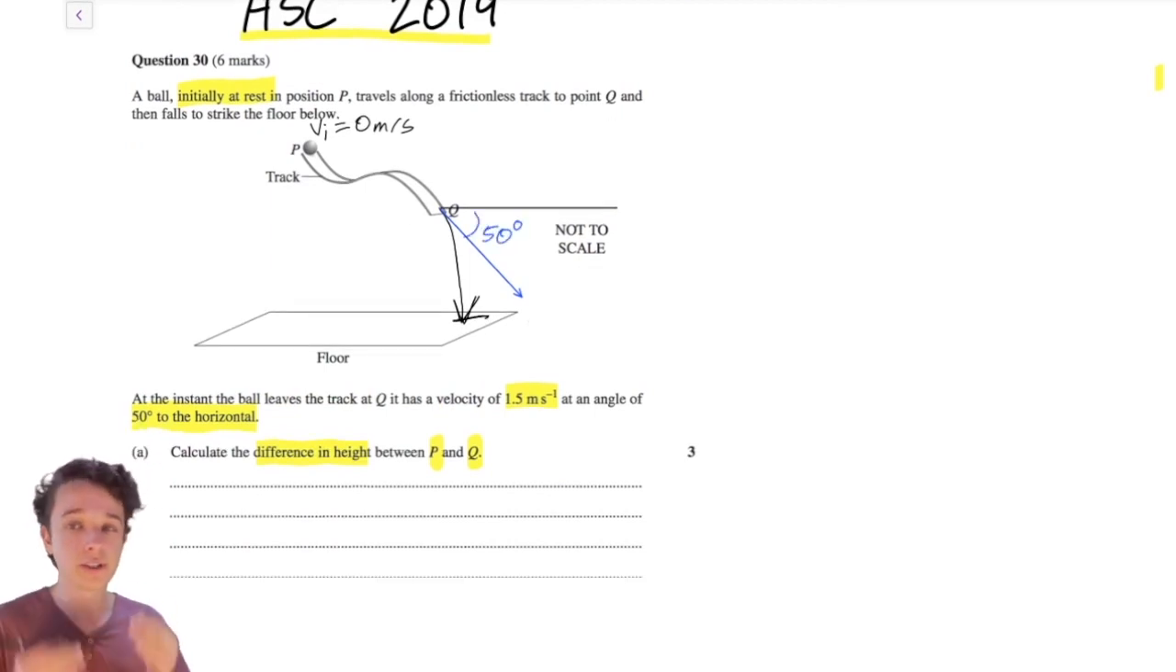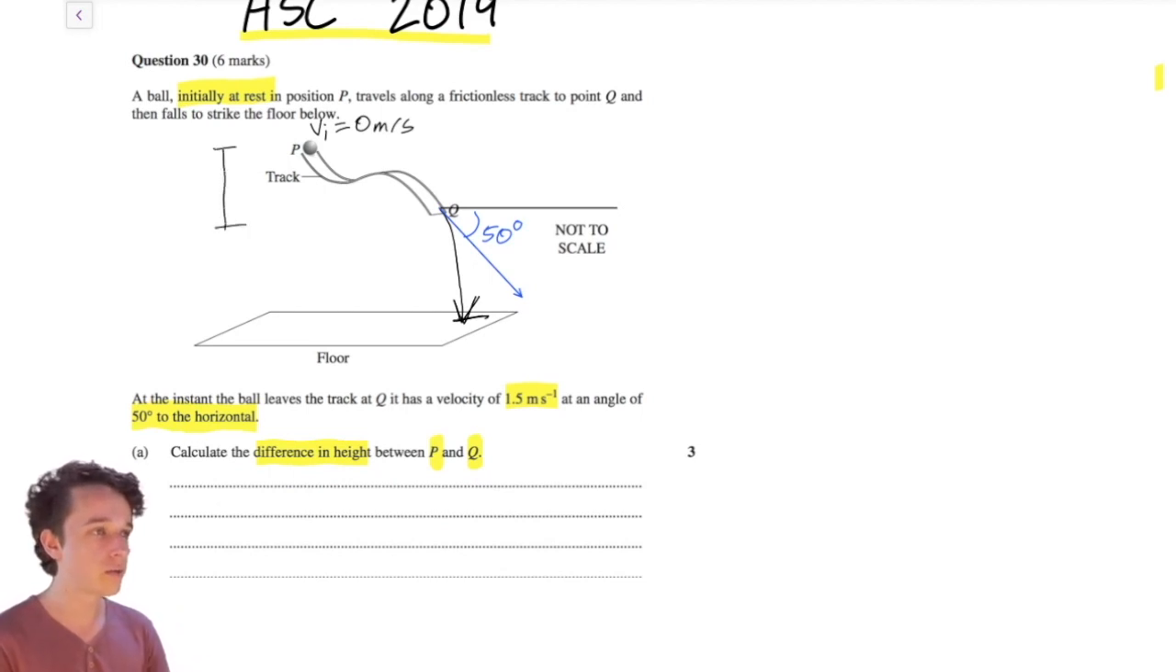And as I mentioned, a central focus of parts A and B is the change in height between the points P and Q. So right here I do a little delta H, and then I just remind myself that that is equal to HF minus HI. And also over here where the projectile is at position Q, label this as V subscript F is equal to 1.5 meters per second.